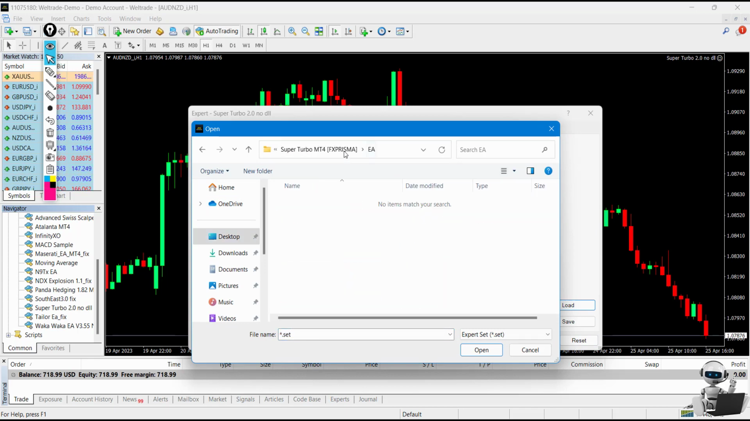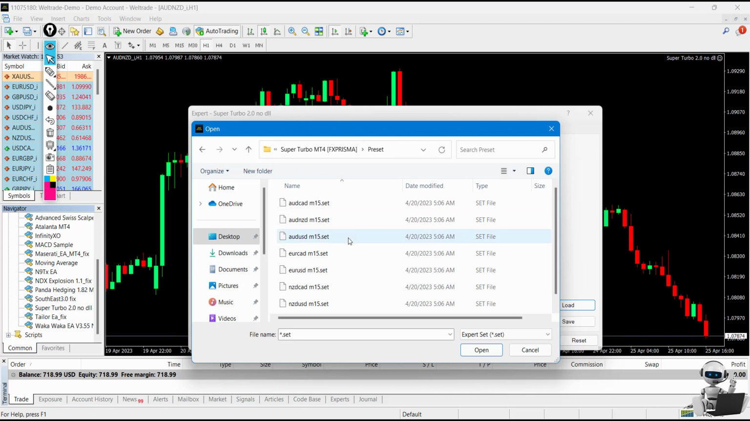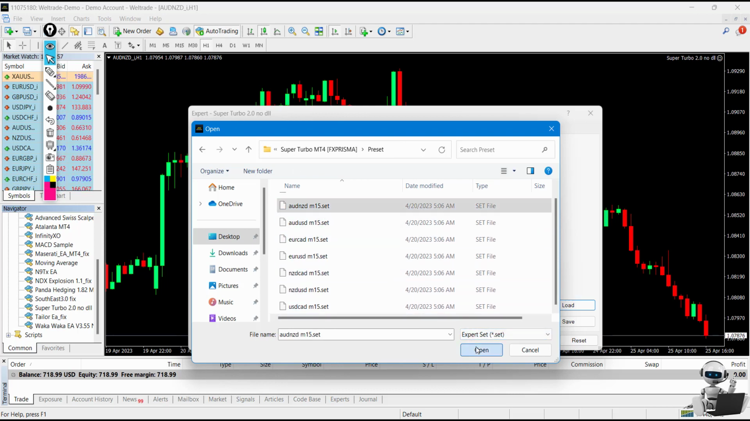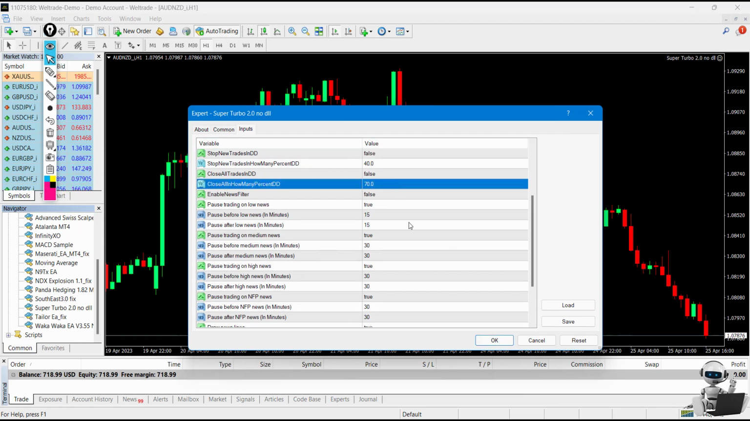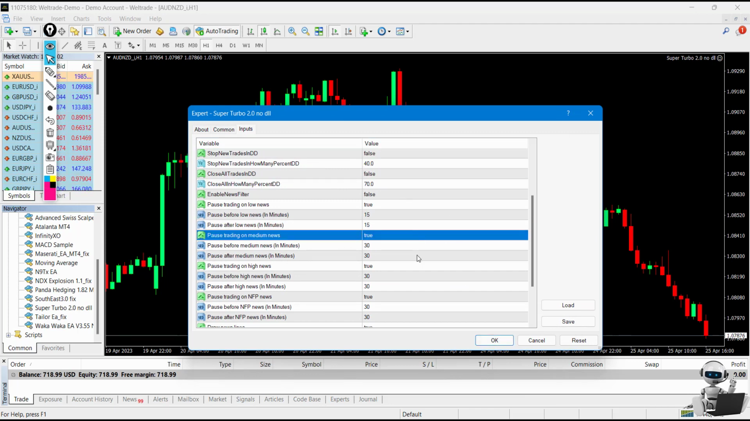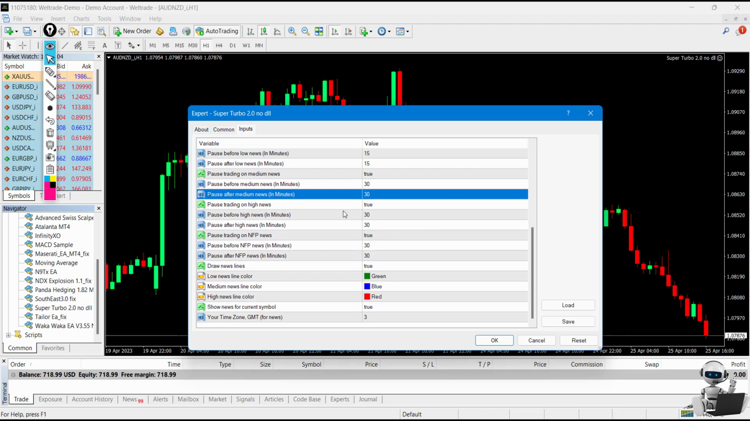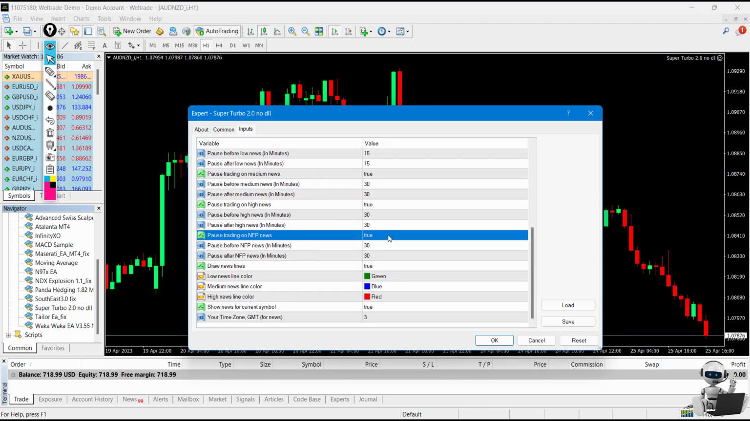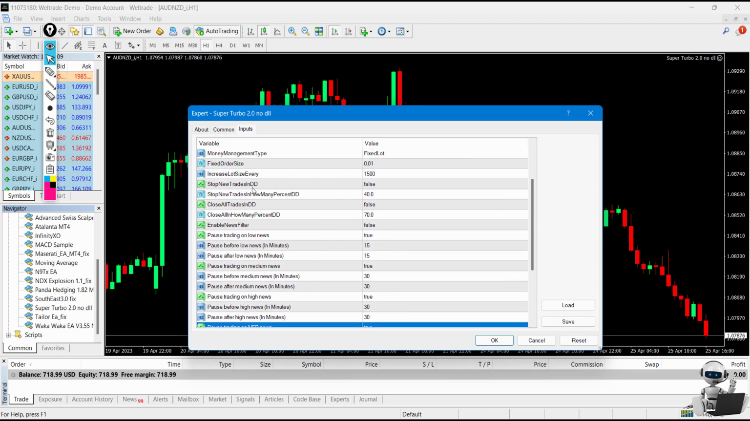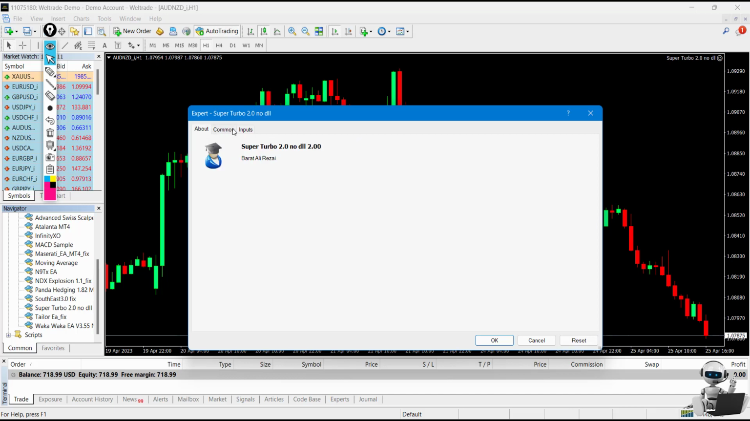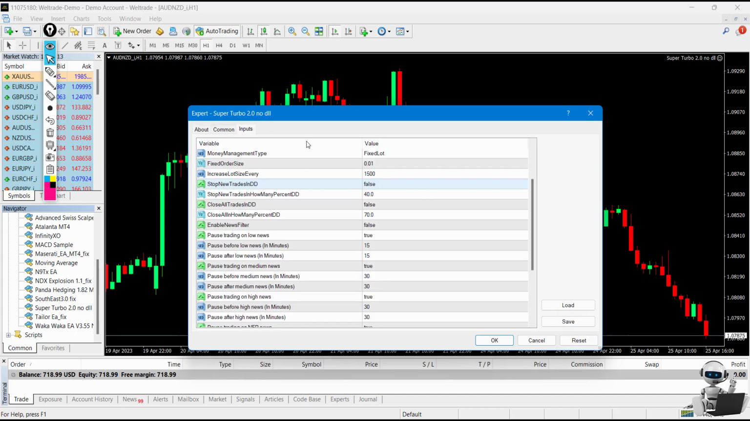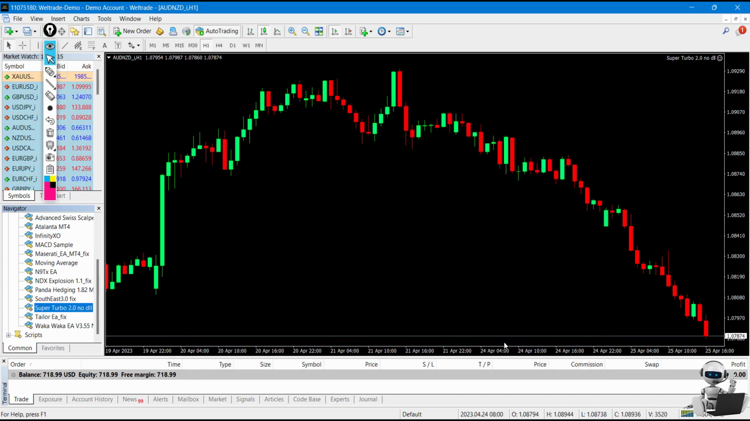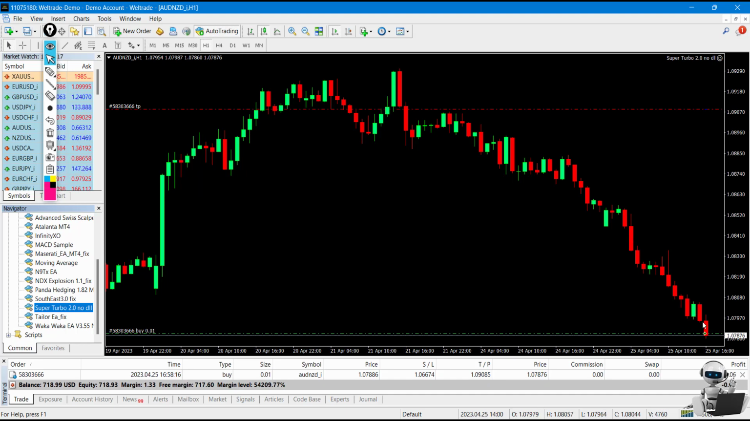Now you go there to preset, where is that? AUD New Zealand 15 minutes. You can see all of the set files and open it. Here you can change whatever you want to do, but I would say leave everything in default. Maybe you want to enable the news filter, which is very important, and other than that I would recommend you leave everything in default. This EA is no DLL, so you won't have to worry about that, and you can see whenever we attach it, it should be 15 minutes.